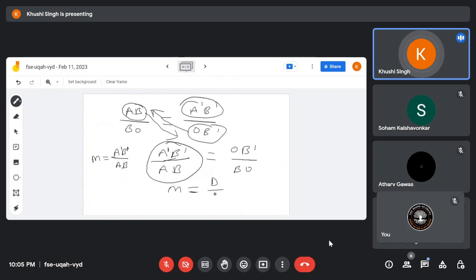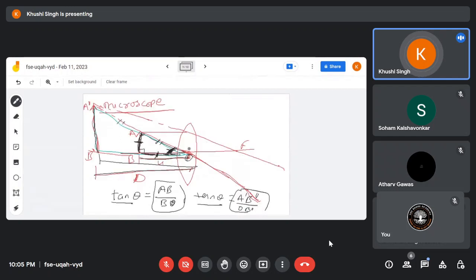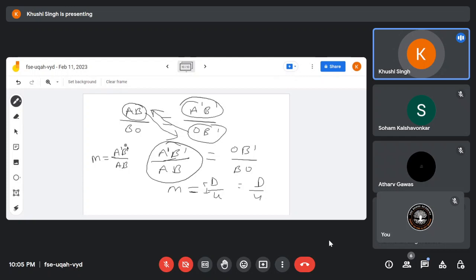This is my OB' and this is my OB. Both are on the left hand side of the lens. That's why they are negative. And negative will become positive. So it is becoming how much? D by U. Fine. Is it clear? Understood? But we are not done here. There is a second part of this. So we have got a total of how many formulas? One magnification is here. Second magnification is here.